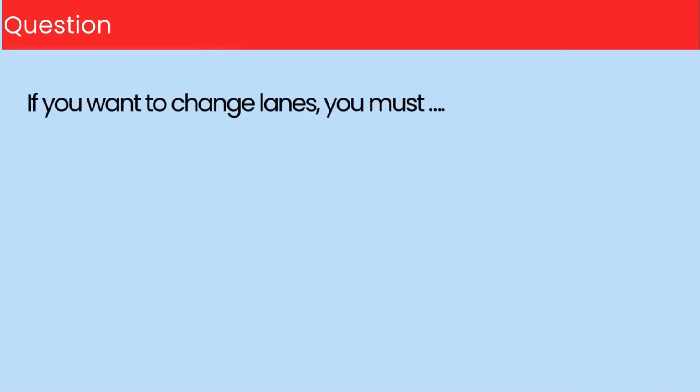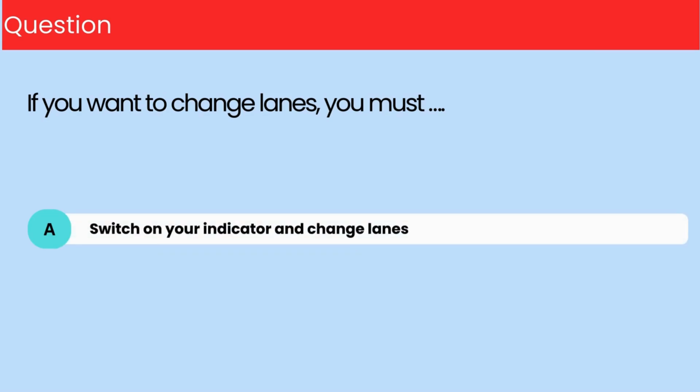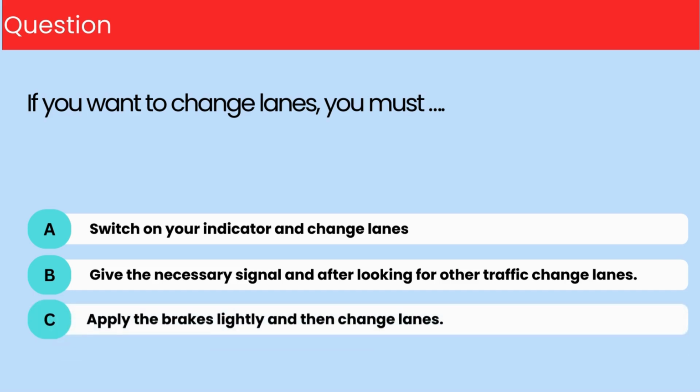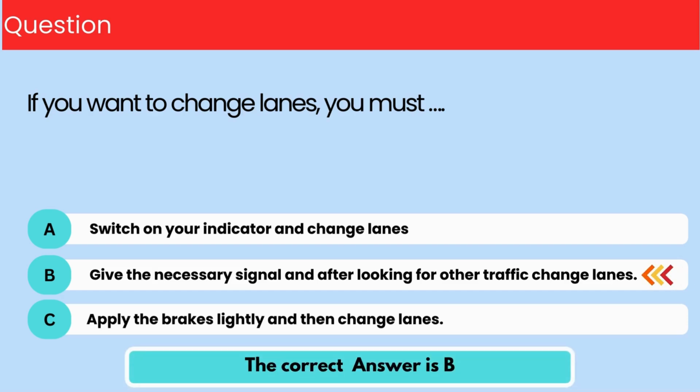Question. If you want to change lanes, you must A. Switch on your indicator and change lanes. B. Give the necessary signal, and after looking for other traffic, change lanes. C. Apply the brakes lightly and then change lanes. The correct answer is B. If you want to change lanes, you must give the necessary signal by using your indicators to show your intention clearly. After signaling, check for other traffic by using your mirrors and blind spots to ensure it is safe to proceed.